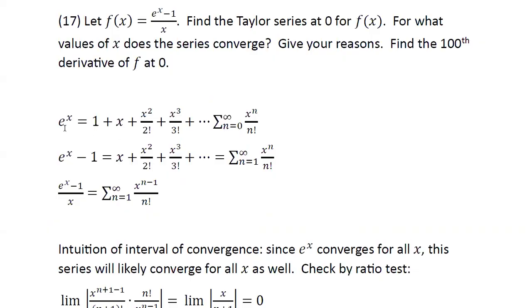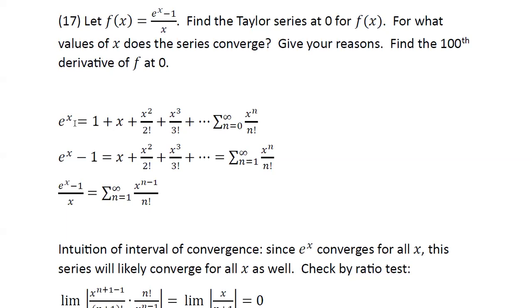If we remember the Taylor series for e to the x, it's 1 plus x plus x squared over 2 factorial plus x cubed over 3 factorial, and so on and so forth. Or we can write it as the summation as n goes from 0 to infinity of x to the n over n factorial. This is quite easy to remember. Pretend there's an equal sign there as well.